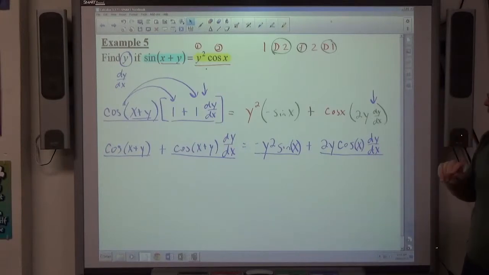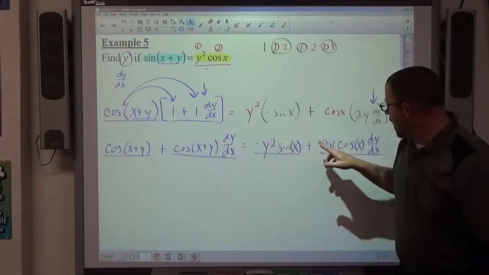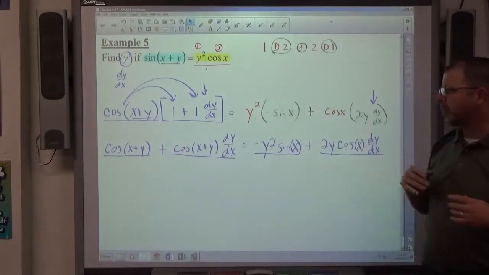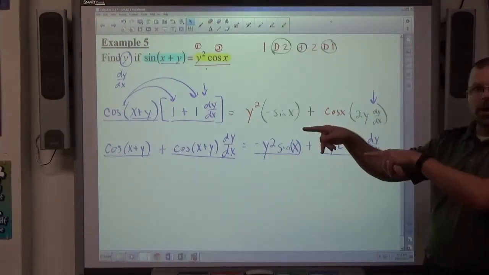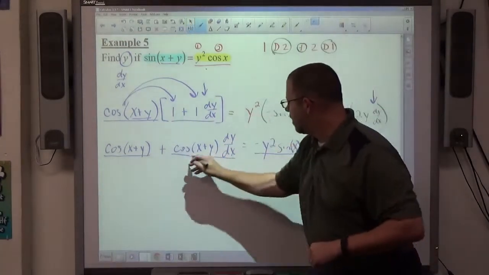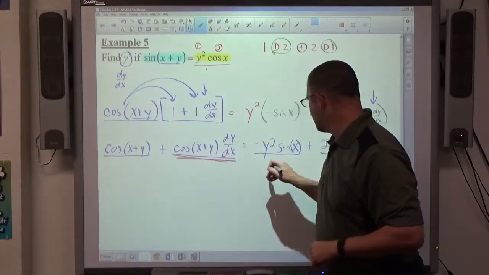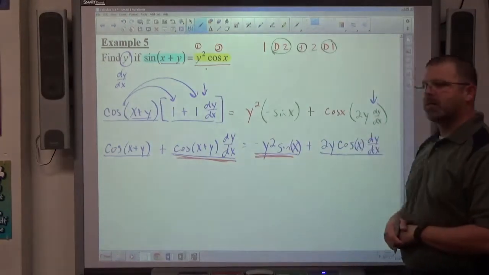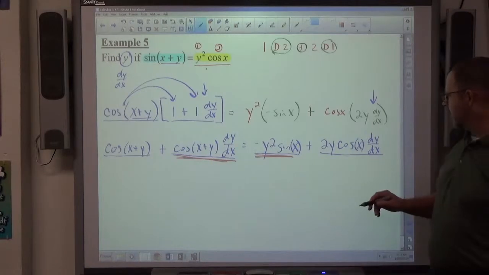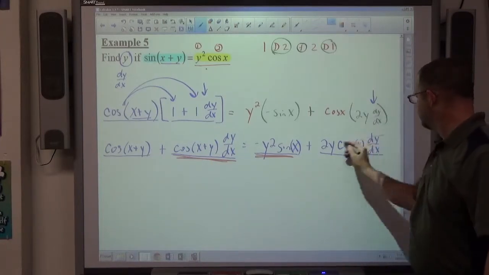So looking at the underlying terms, these two guys both have a dy dx, these two guys don't, so we've got to move things around. I like my dy dx on the left hand side, that's what I'm going to do. So I'm going to keep this where it's at, and I'm going to keep this where it's at. I'm going to move the other two guys. So I've got to move a 2y cosine of x dy dx over to the left.